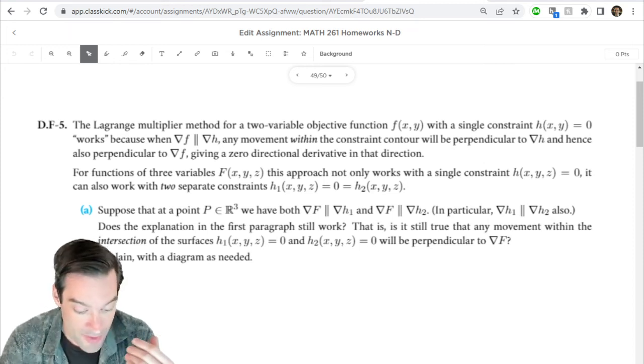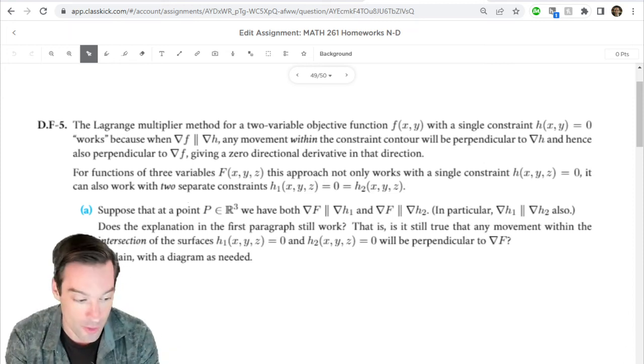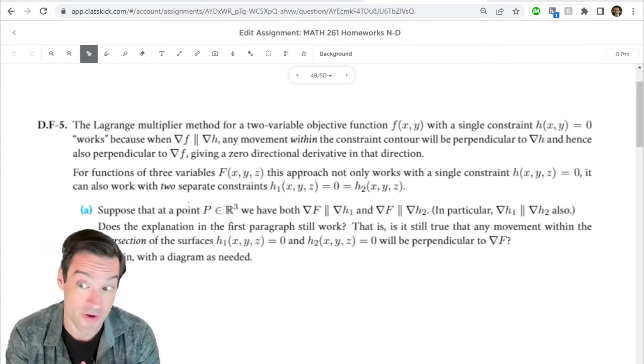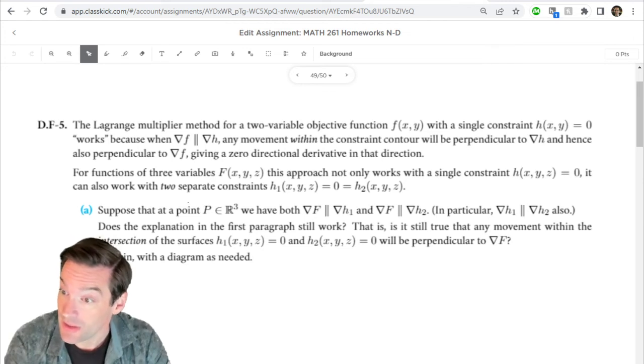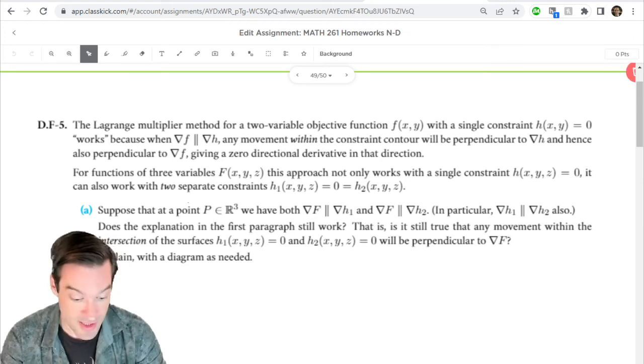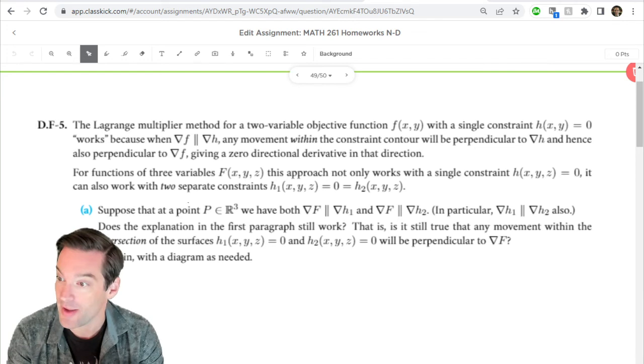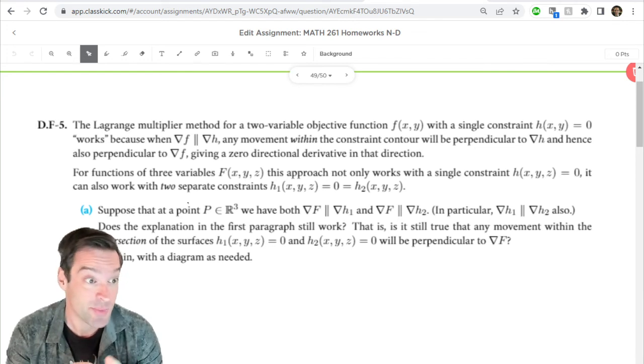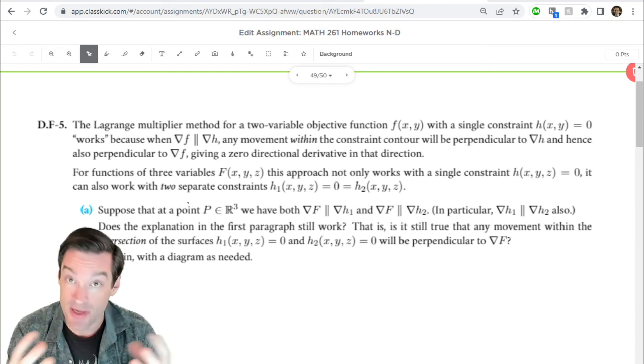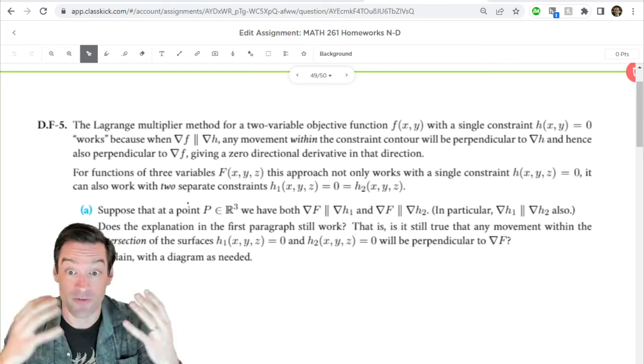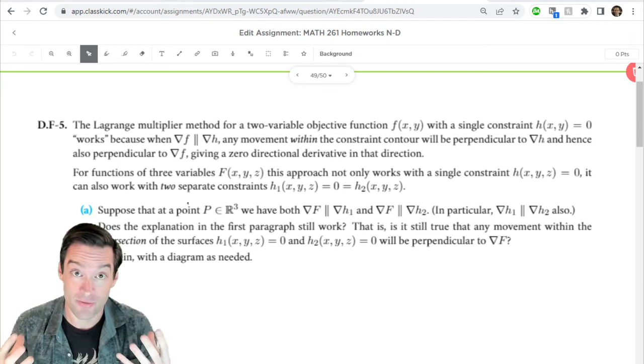So these two last problems on the homework for chapter D for us are meant to take us through a discovery of how we would do Lagrange multiplier type problems for a function of three variables. And so in DF5, it's just getting us used to the idea that when we have a three variable function, it's possible for us to have more than one constraint, because each constraint equation for a function of three variables is going to define a surface inside of three-dimensional space.